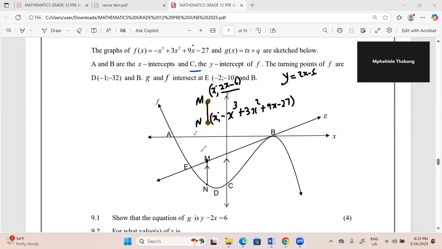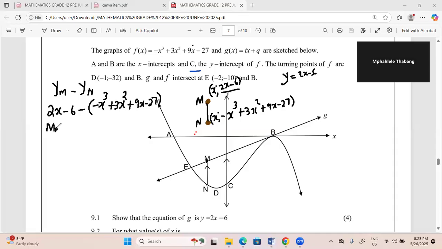So how do we find the length of MN? MN is a vertical line. I told you to find the length of a vertical line, you say y at M minus y at N. What is y at M? I said it's 2x minus 6, minus, what is my y at N? Minus x cubed plus 3x squared plus 9x minus 27. So this is the length of MN in terms of a variable x.